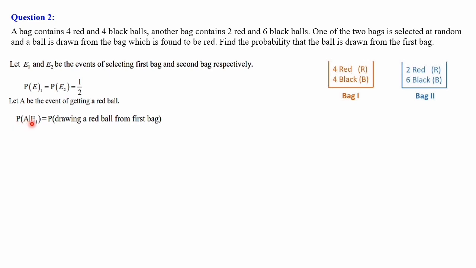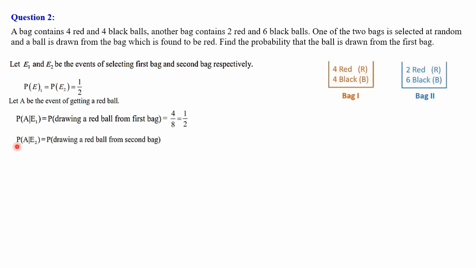Probability of A given E1, meaning the probability of getting a red ball given that it is from bag 1. So from bag 1, getting a red ball: 4 red balls are there in bag 1, total 8 balls. 4 divided by 8 is equal to 1 divided by 2.